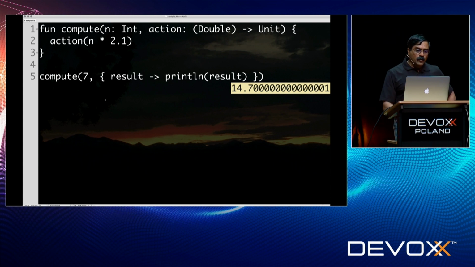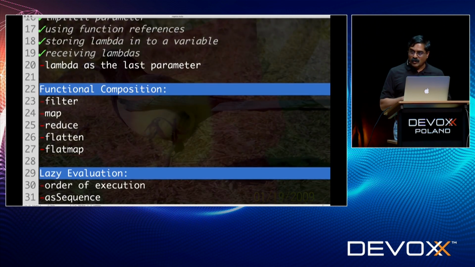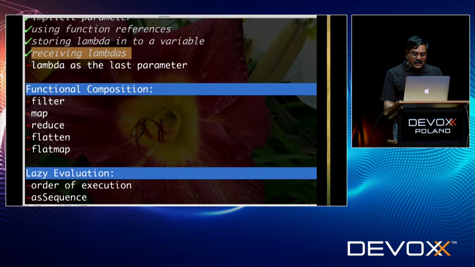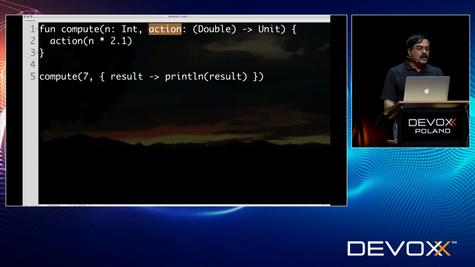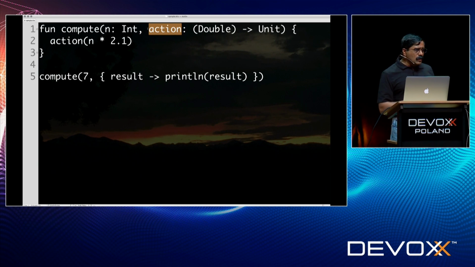In this case, of course, the compute function takes one object, n, and a lambda action as its parameters. As a result, compute is considered to be a higher order function. And that's what we saw, how to receive lambdas as a parameter in this particular example. Well, good so far. But when you look at line number 5, it looks a little cluttered.